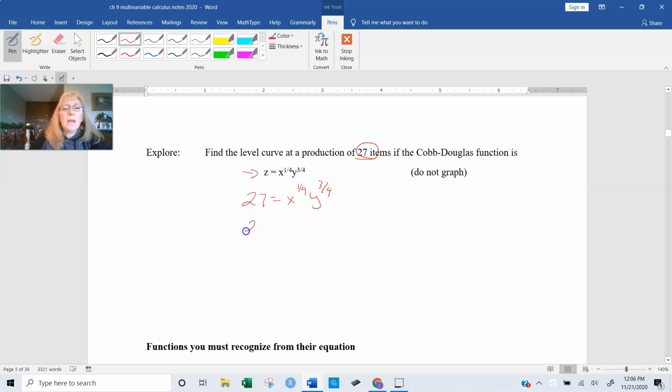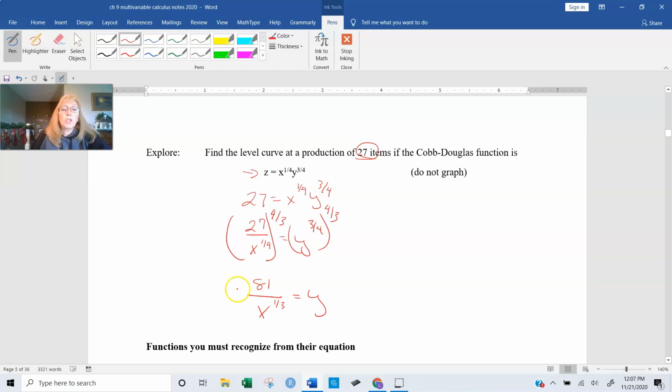Okay, you're solving for y. To get rid of the 3/4, you must take the 4/3 power. 4/3 of 27 is 81. 4/3 of x to the 3/4 is x, or x to the 1/3, I'm sorry, said that wrong. And that equals y. And that's all you have to do. This is my function that will tell me what kind of labor I need.